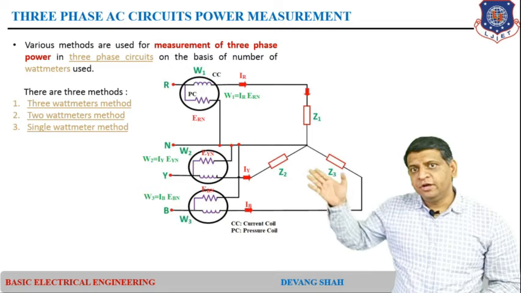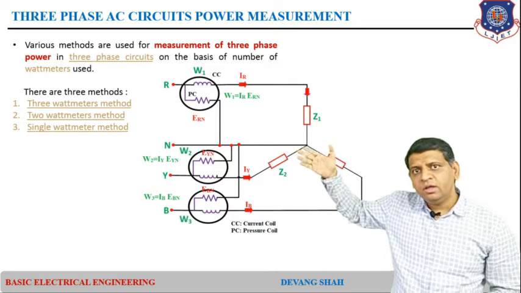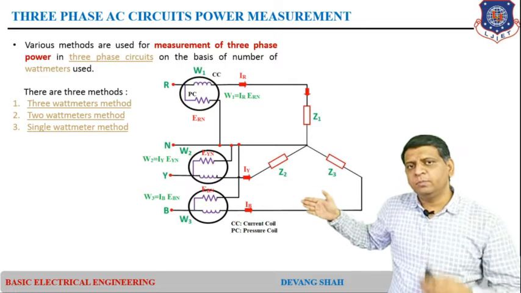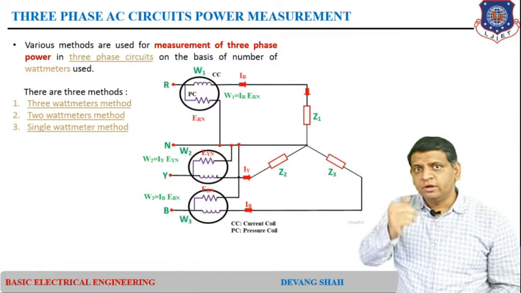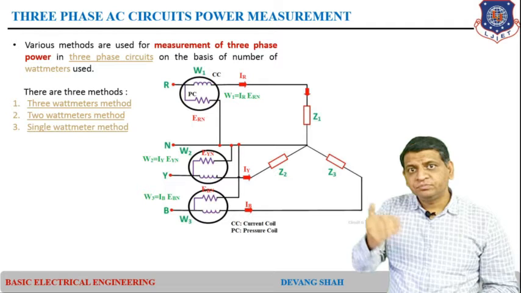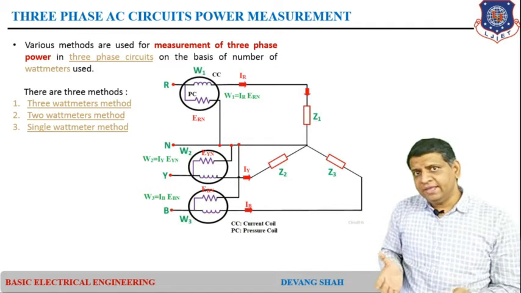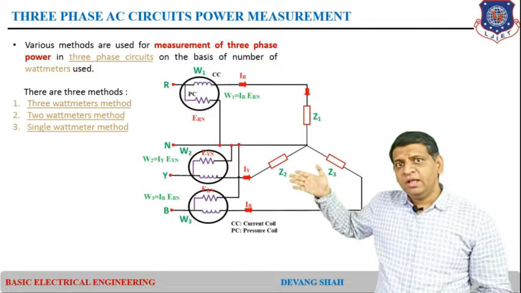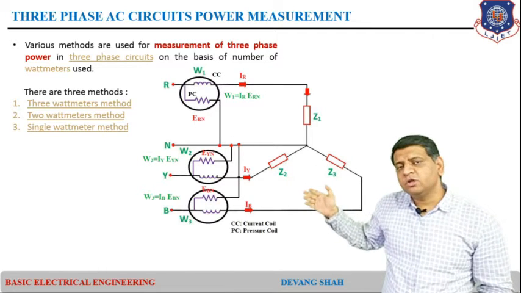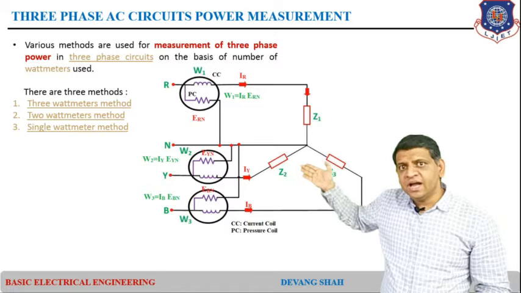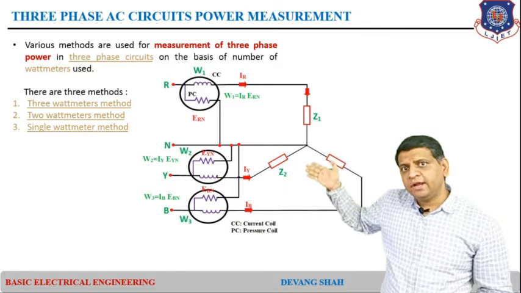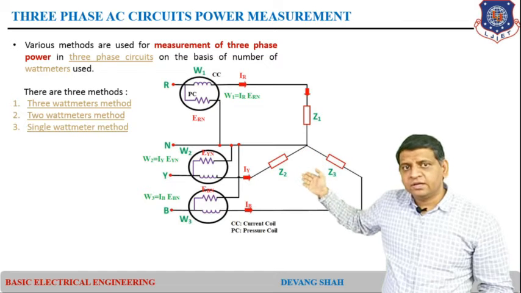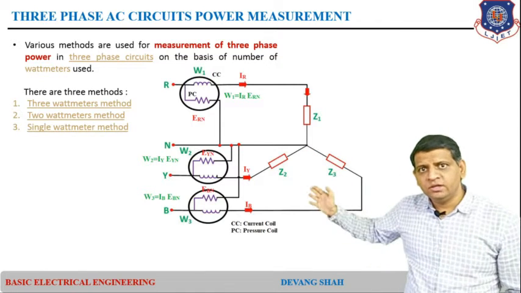The reading of the first wattmeter we define as W1, the second as W2, and the third as W3. Here W1 is nothing but IR into ERN. IR is the current passing through the current coil of W1, and the voltage drop across the pressure coil of W1 is ERN, where one end of the pressure coil is connected to the red phase and the other end is connected to the neutral.